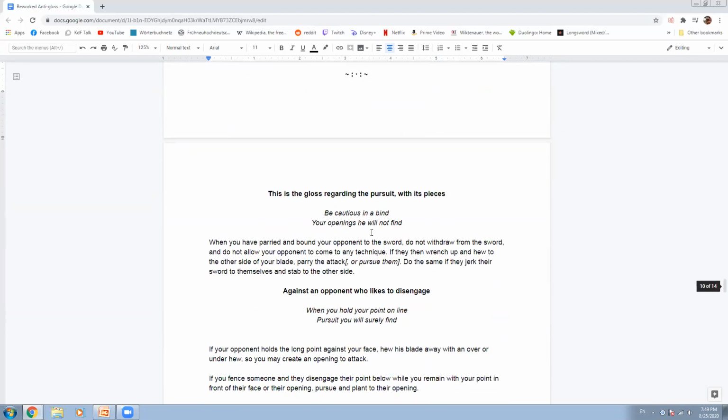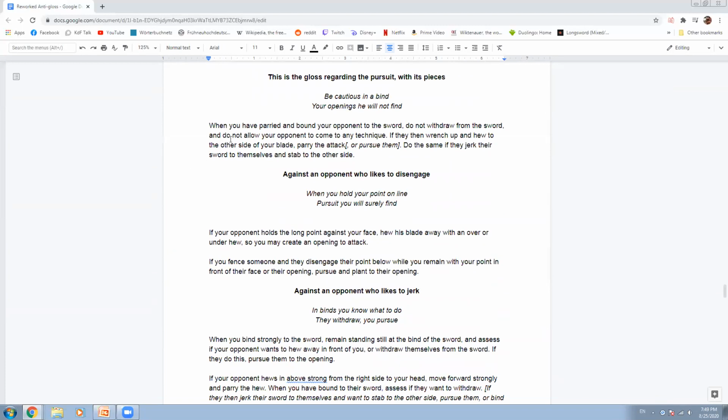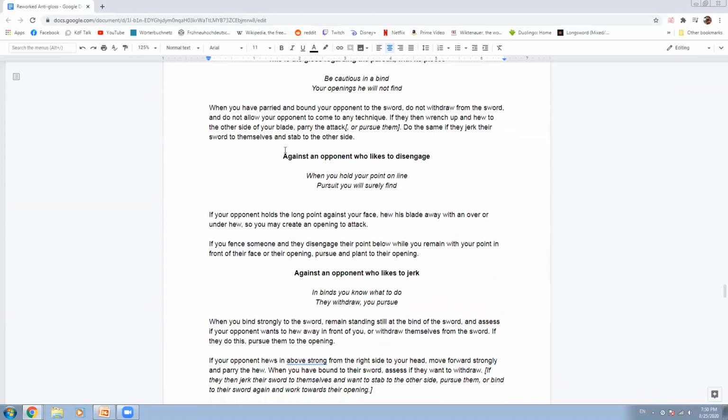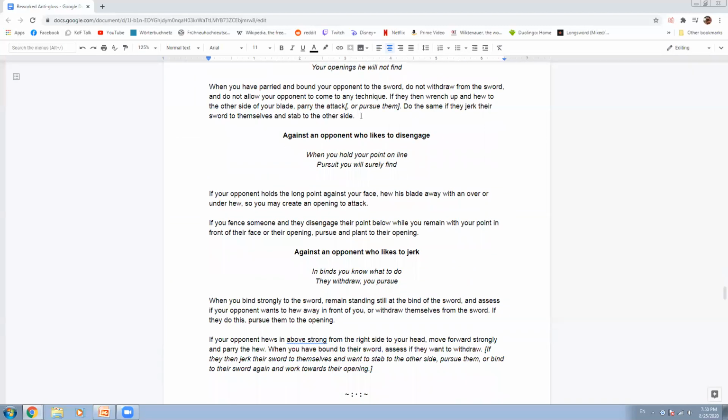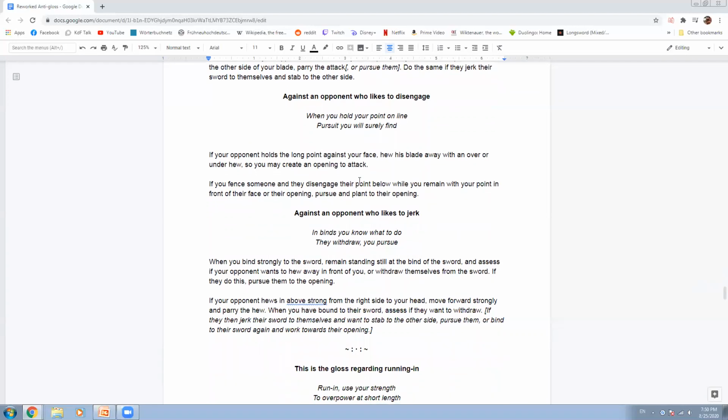Next one is pursuit, which is Nachreisen. When you've parried and bound to the opponent's sword, don't withdraw from the sword and don't allow your opponent to come to any technique. If they wrench up and hew to the other side of the blade, parry or pursue them, and do the same if they jerk the sword to themselves and stab to the other side. This is from the Zuken, against a clever opponent who won't let you withdraw from the sword. If your opponent holds the long point against your face, hew his blade away with an over or under hew so you may create an opening.